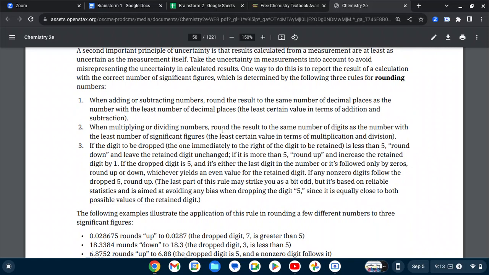If the digit to be dropped is less than 5, round down and leave the retained digit unchanged. If it is more than 5, round up and increase the retained digit by 1. If the drop digit is 5 and it's either the last digit in the number or it's followed by only zeros, round up or down, whichever yields an even value for the retained digit. If any non-zero digit follows the dropped 5, round up.